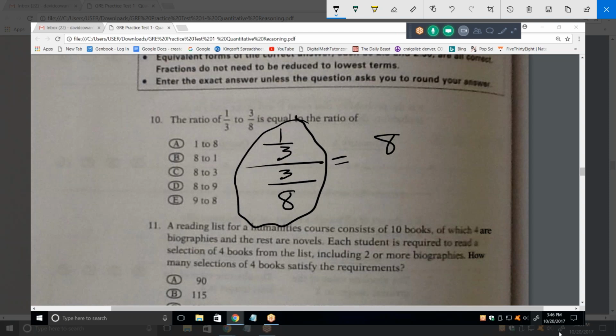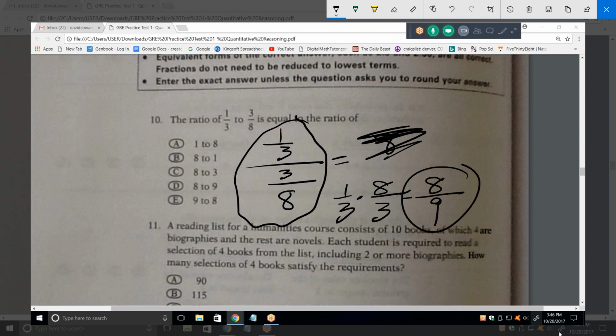So I end up getting 8 over 3. Oh, excuse me. What am I thinking here? Multiplying by 8/3. No, I get 8/9. Sorry. Right. Okay. And the ratio of 8 to 9 is that. In other words, now I put it back in words: 8 to 9 means 8 divided by 9.